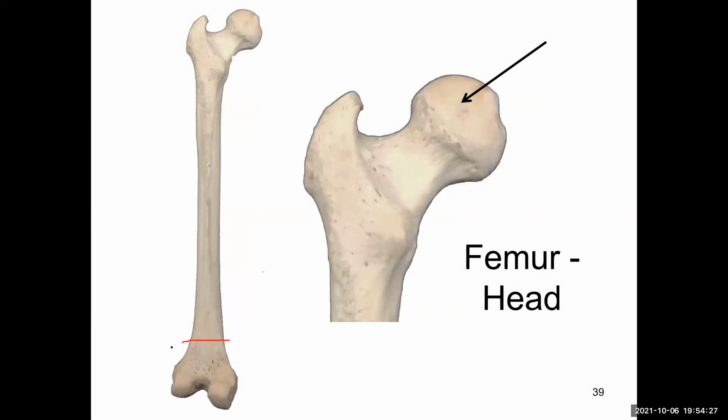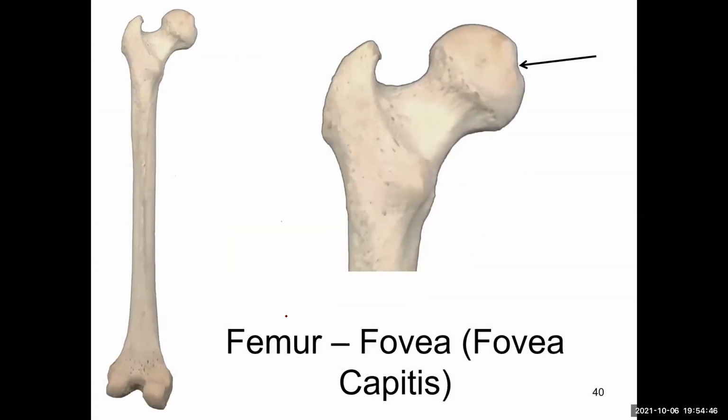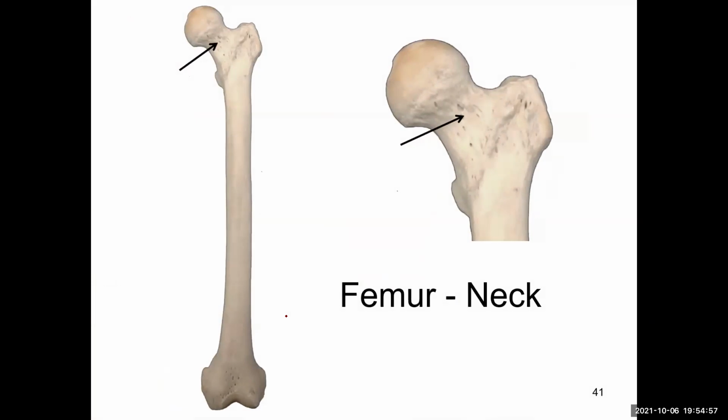And so if I go down here to the distal epiphysis, you can see the condyles much better. They're much easier to see on the posterior view. So there's the femoral head. Then you'll see there's that little notch inside, and that's known as the fovea or the fovea capitis. That's where the ligament of the head of the femur attaches. And then where the head starts to taper down is called the femoral neck, or the neck of the femur.